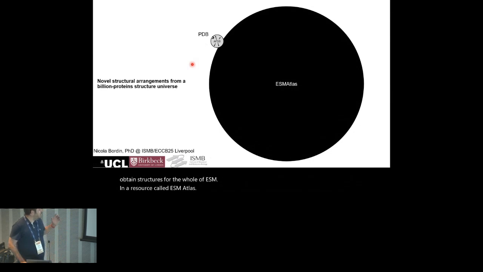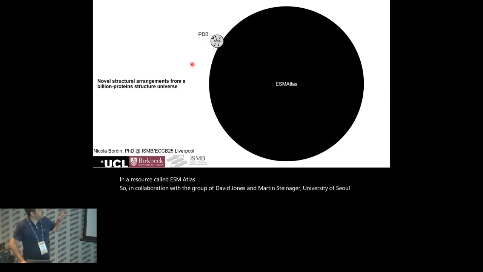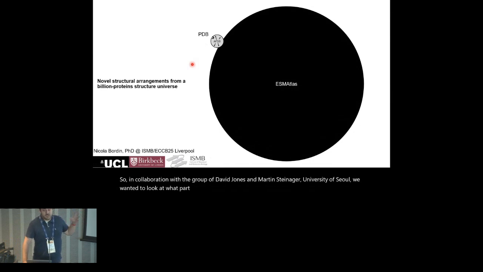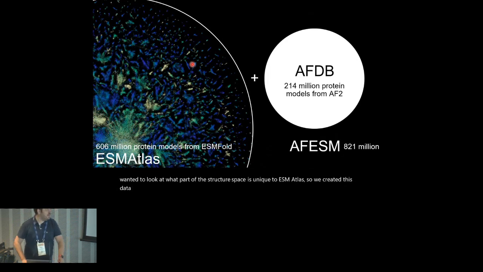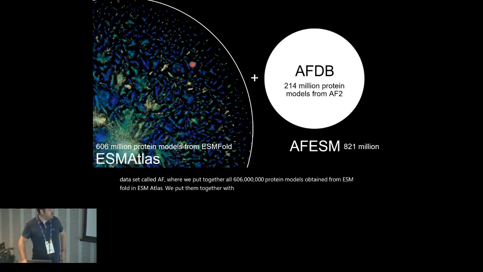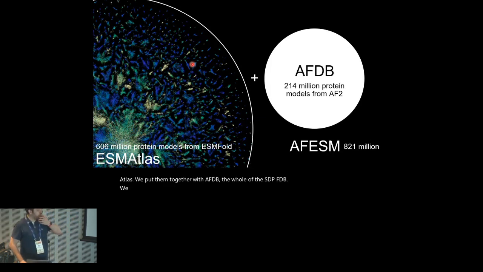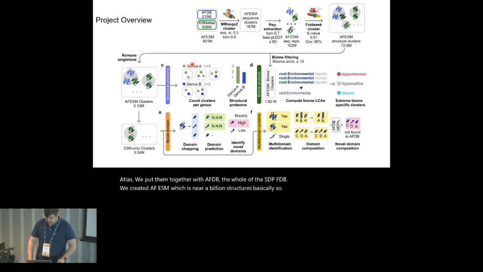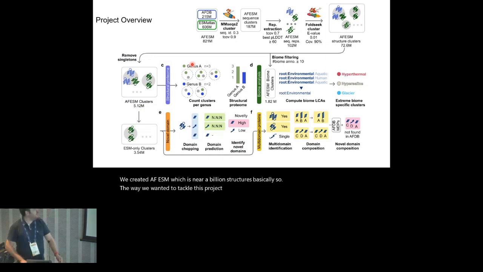In collaboration with the group of David Jones and Martin Steinegger, at the University of Seoul, we wanted to look at what part of the structure space is unique to ESM Atlas. So we created this data set called AF-ESM, where we put together all 606 million protein models obtained from ESMFold in ESM Atlas. We put them together with AFDB, the whole of AFDB, and we created AF-ESM, which is near 1 billion structures, basically. The way we wanted to tackle this project is in 4 parts.